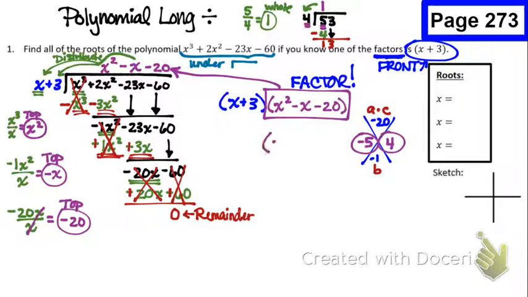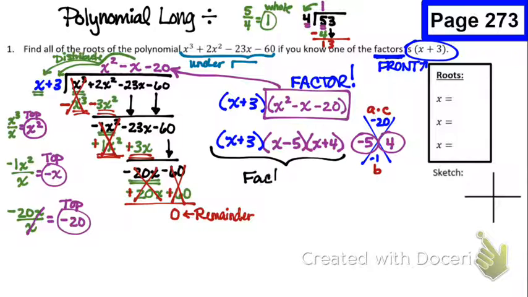So I'm going to have x minus 5, x plus 4. We were given that x plus 3 at the beginning. We were told that that was a factor. Here is my factored form.